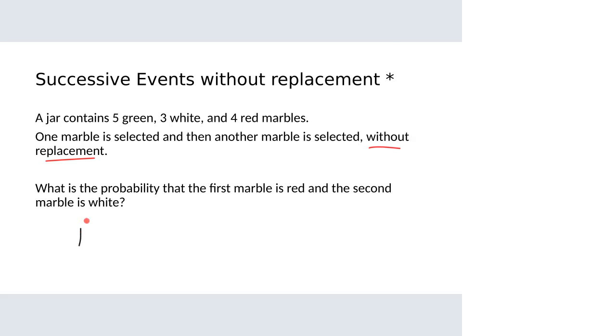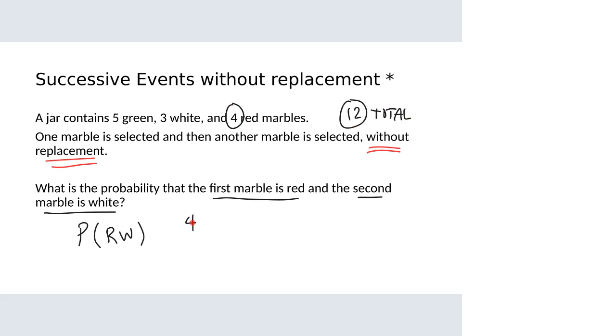And what we're asked for here is the probability that the first marble is red and the second marble is white. So we need red followed by white. That's the same thing we had last time. Probability will be a little bit different here though, because this time it's being done without replacement. Just like it was before, we have 12 total marbles in this jar, and I need red on the first draw, and the probability is 4 out of 12.